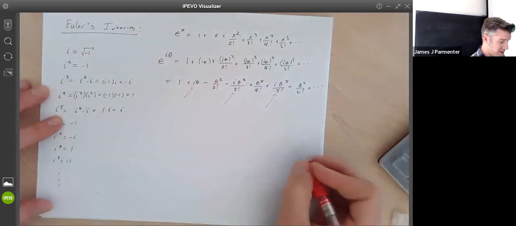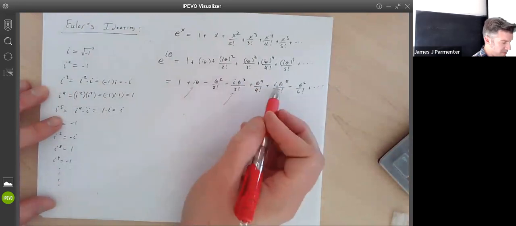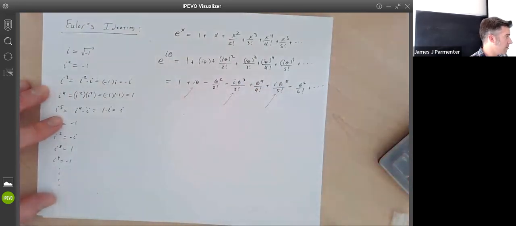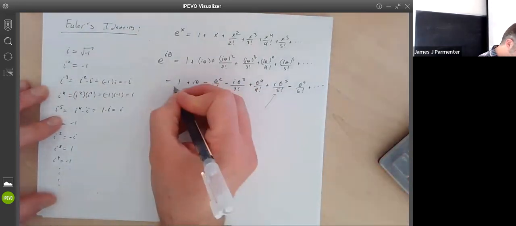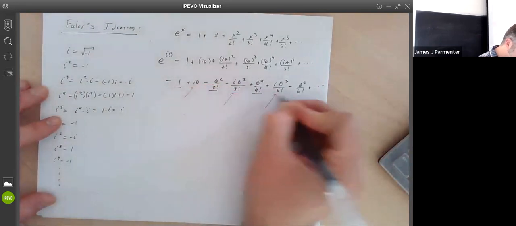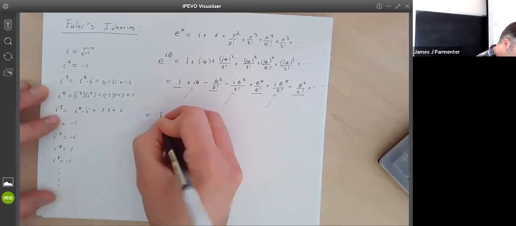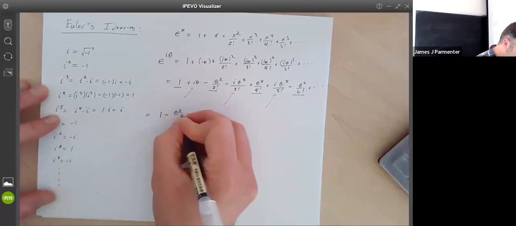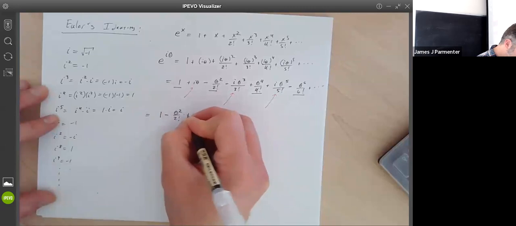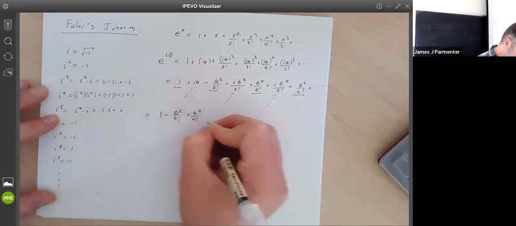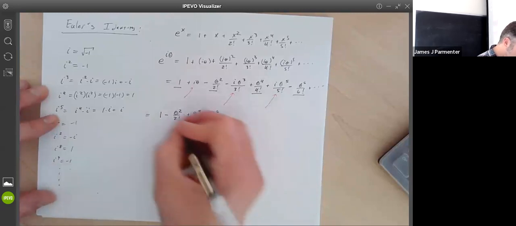All the terms that have an odd power of theta are going to have an I in them. And all the terms with an even power of theta don't. So we're going to write this as 1 minus theta squared over 2 factorial plus theta to the 4th over 4 factorial minus theta to the 6th over 6 factorial plus so on and so on and so on.